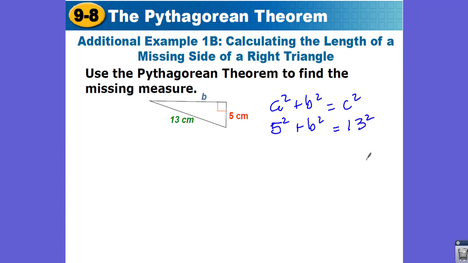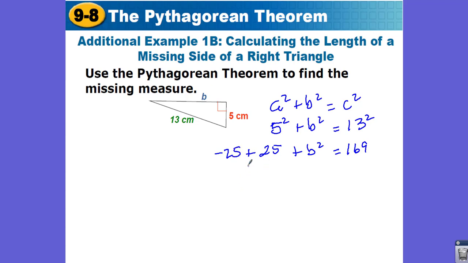So 13 squared. So now we do the math. 5 squared is 25 plus b squared equals 13 squared is 169. Now at this part of the problem, this requires you to remember a little something from last year when you solved equations. Our job is to get b squared by itself, so that means I need to get rid of this 25. Well, in order for us to do that, I need to turn it into a 0 basically. So I'm going to add its opposite, which is negative 25, to this side.